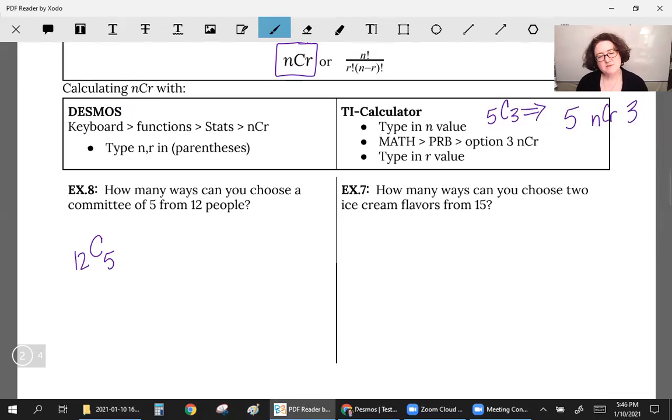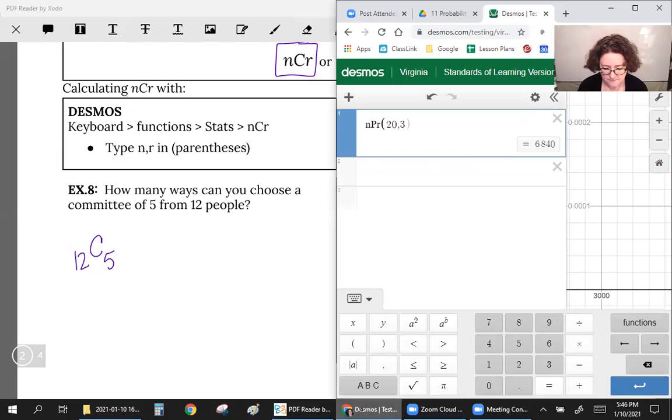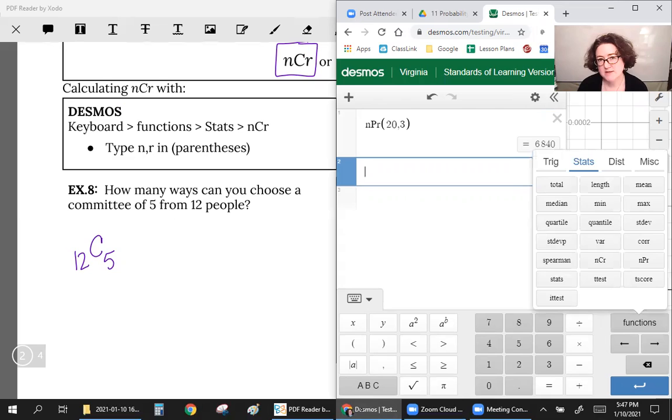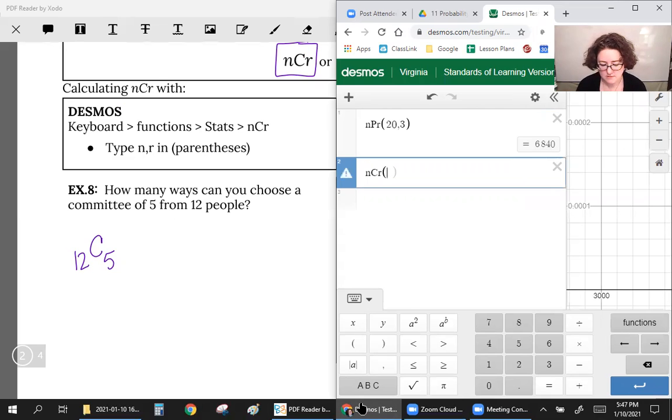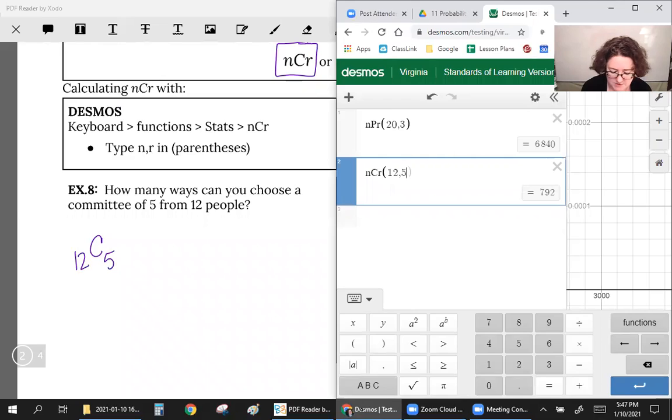We don't have a super quick way to do the math on this, so let's just type it in the calculator. Jumping over to Desmos, go to functions, and under stats, we're going to use the NCR version. Type in your 2 numbers in the order that we wrote them. That second number is the size of the group you're trying to choose, but the 12 is what you're choosing from. According to this, we've got 792 different ways that we could choose a committee of 5 people from just 12. So 792.